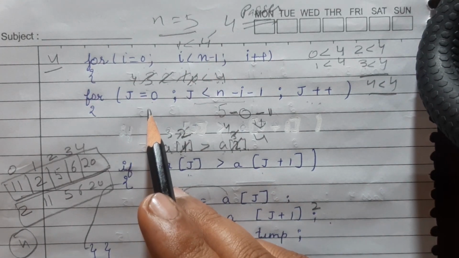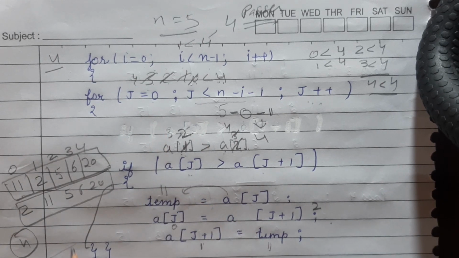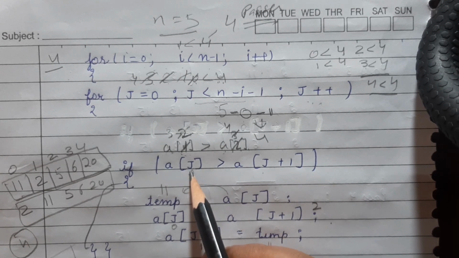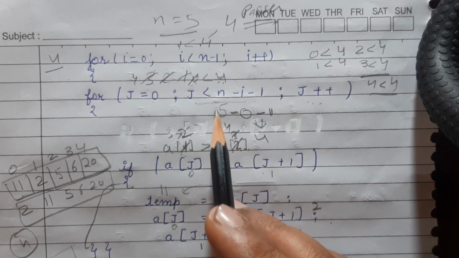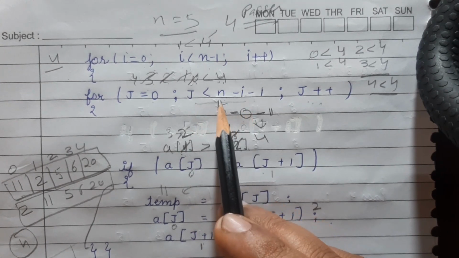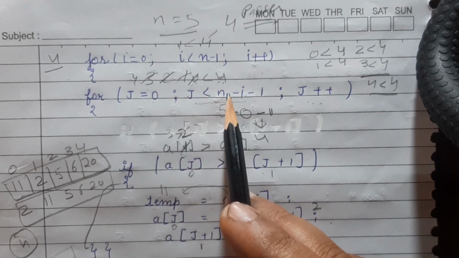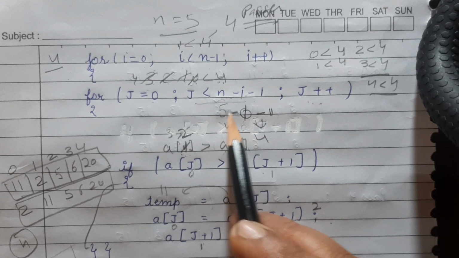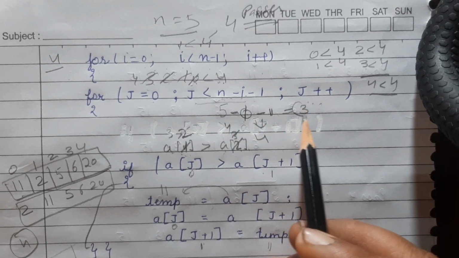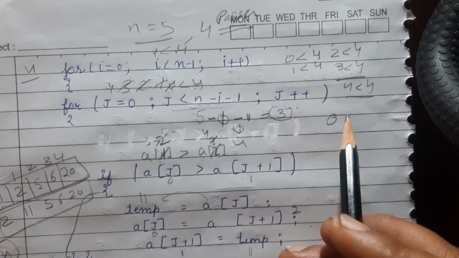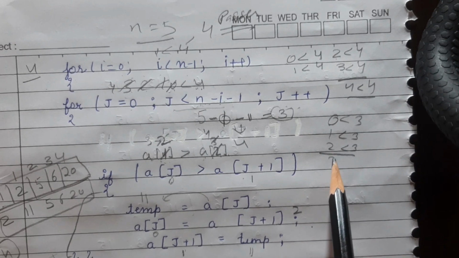Now j starts from 0. Now in pass 1 again we compare a of 0 with a of 1. Now here n minus 1, sorry, n minus i minus 1. Here 0 is less than, and i becomes 1. So 5 minus 1 minus 1, 5 minus 2 becomes 3. So here 0 is less than 3, 1 is less than 3, 2 is less than 3. 3 less than 3, condition false.